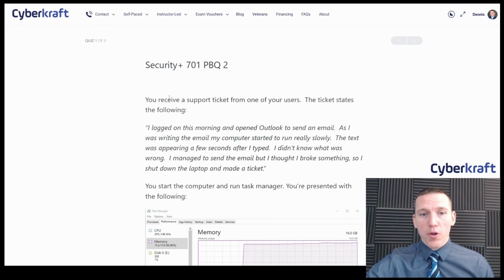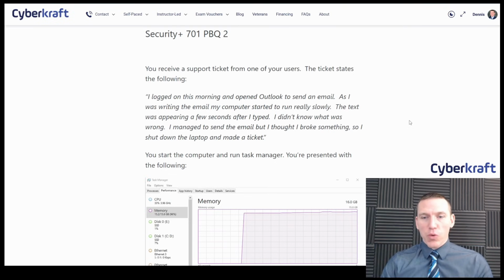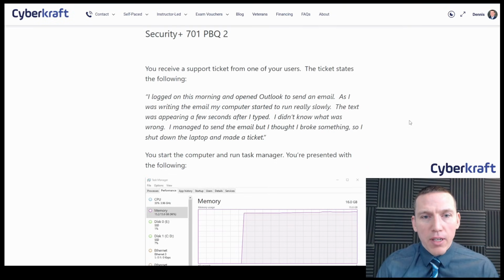Let's go ahead and do another performance-based question for Security Plus. Let's jump right into this one, see what we have here. So you receive a support ticket from one of your users. The ticket states the following.